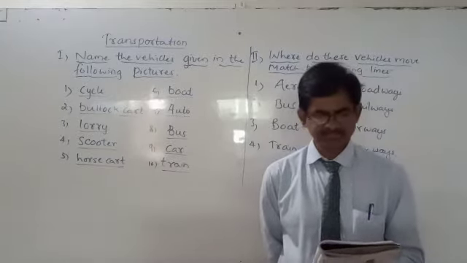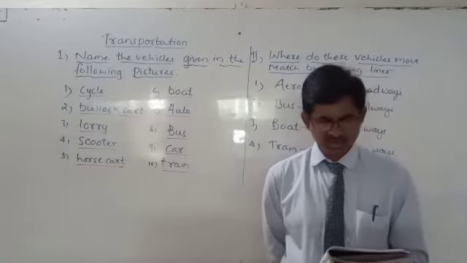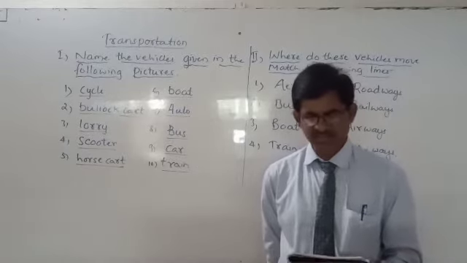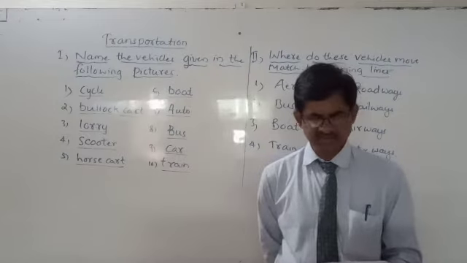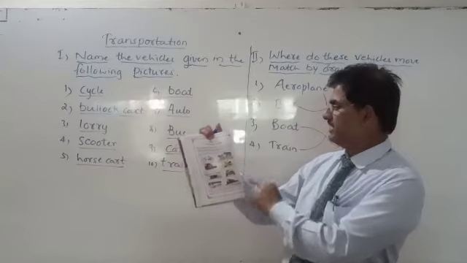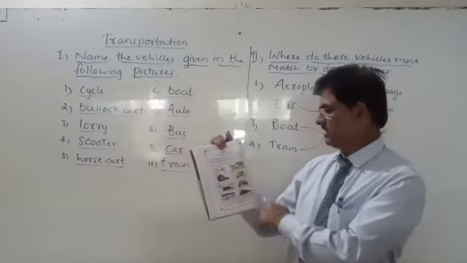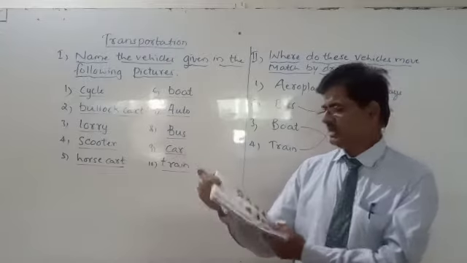Now here, identify the local means of transport. Let us see, in our case, the vehicles given in the following pictures. Here are some of the names of the vehicles given. Let us see which are there in our place. Now look at the local places, in our locality.